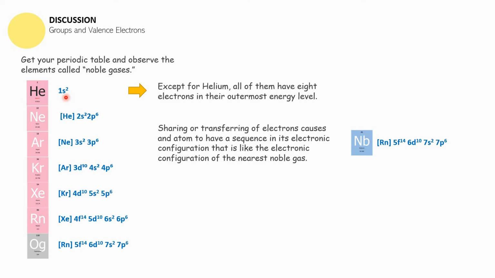Okay, so the complete electronic configuration of niobium, we can say it as 1s2, 2s2, 2p6, 3s2, 3p6, 3d10, 4s2, 4p6, 4d10, 5s2, 5p6, and then 4f14, and then 5d10, 6s2, and 6p6, 5f14, 6d10, 7s2, 7p6.